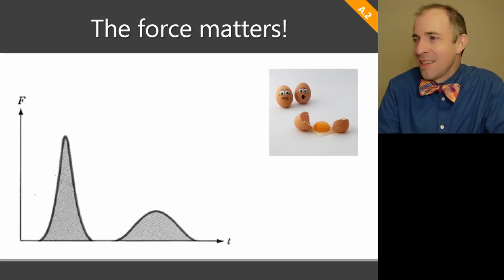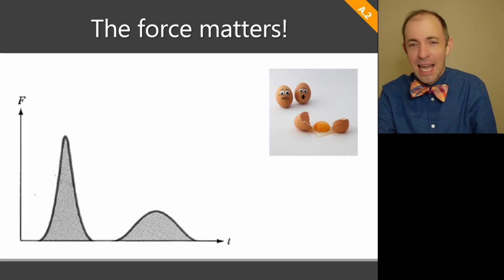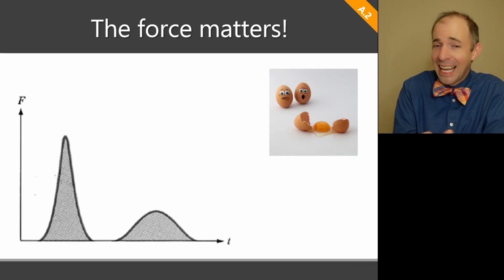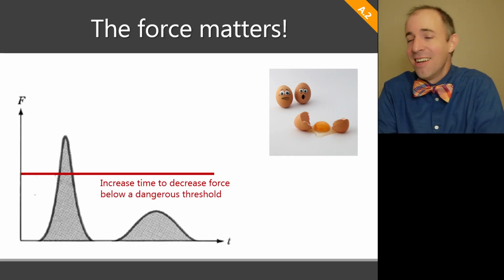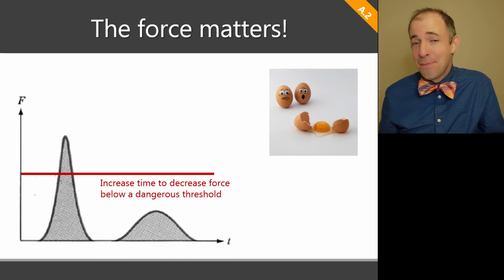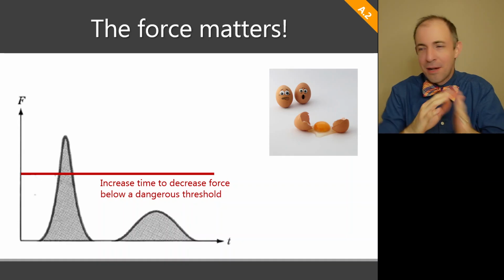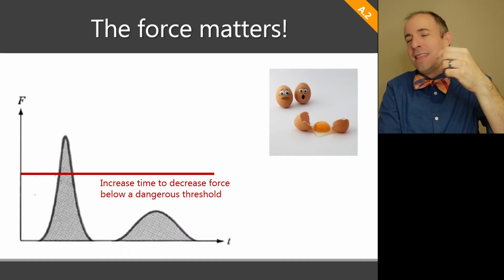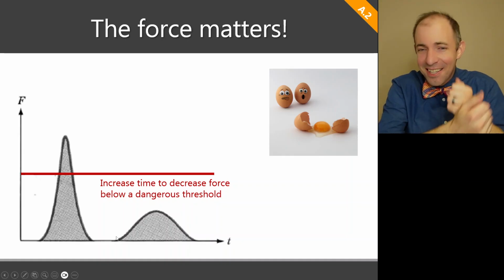Why this matters is a lot of scenarios that we see, force is a big deal. If you are trying to keep an egg from breaking, an eggshell has a certain threshold of force that it can handle before it's going to crack. Let's imagine that it's right there. Both of these areas that are showing up in this graph have the same impulse. They are both the same area under the graph, but if you compress it over a shorter amount of time, that force spikes potentially above the threshold that would cause it to break. So if you're trying to keep an egg from breaking, extend your time.